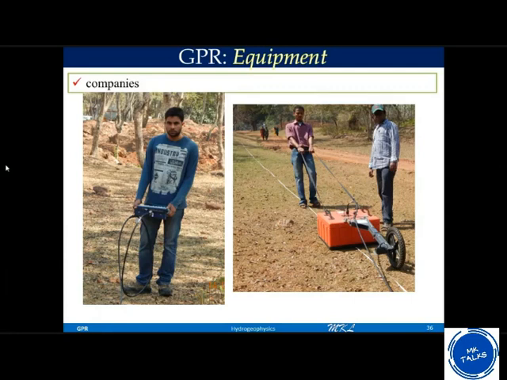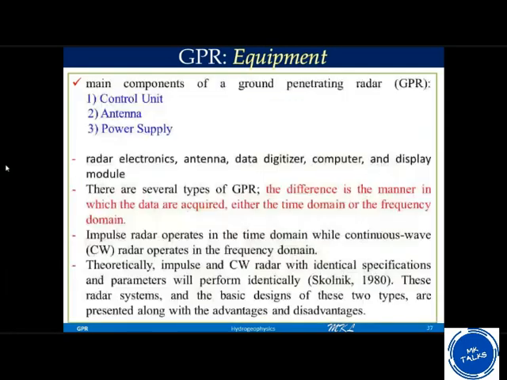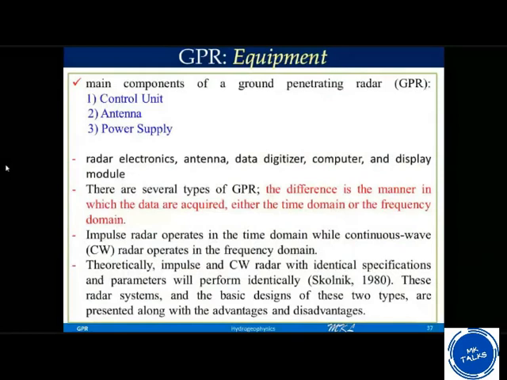So the main components of a ground penetrating radar are the control unit, antenna, and power supply. The control unit is your computer or laptop. In some places the laptop is there, and the antenna is the transmitter and receiver. This could be monostatic or bistatic, which will be discussed in detail. And there is the power supply.